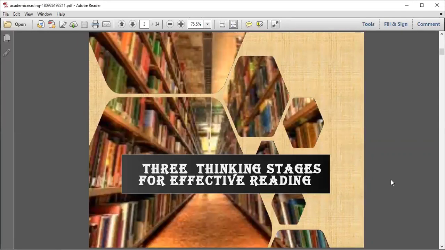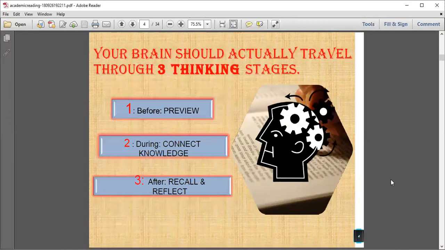Three thinking stages for effective reading are: before, during, and after. Your brain should actually travel through three thinking stages. Firstly, before reading, that is called preview. Then, during reading, your brain should connect the knowledge, and after reading, your brain should recall and reflect.